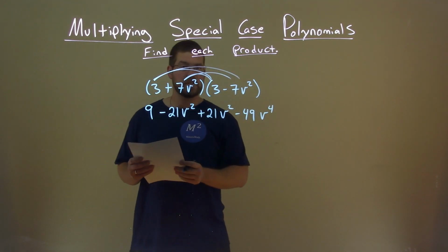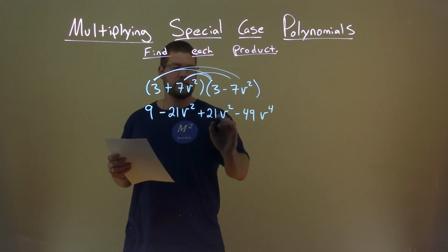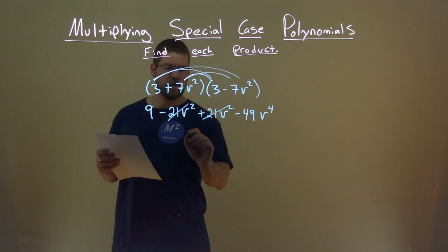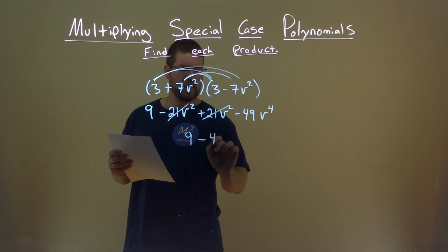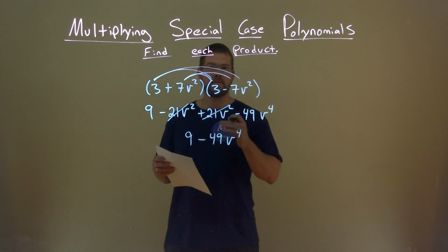So now we need to simplify. Luckily here, special case, minus 21v squared plus 21v squared, they cancel, leaving us with 9 minus 49v to the fourth power, and that is our final answer.